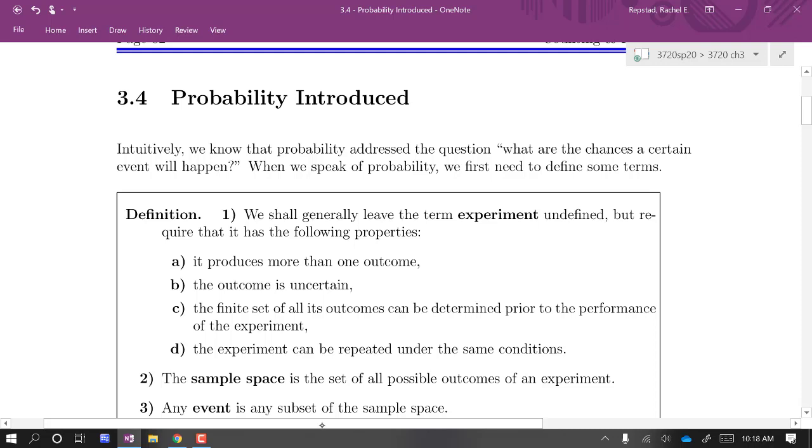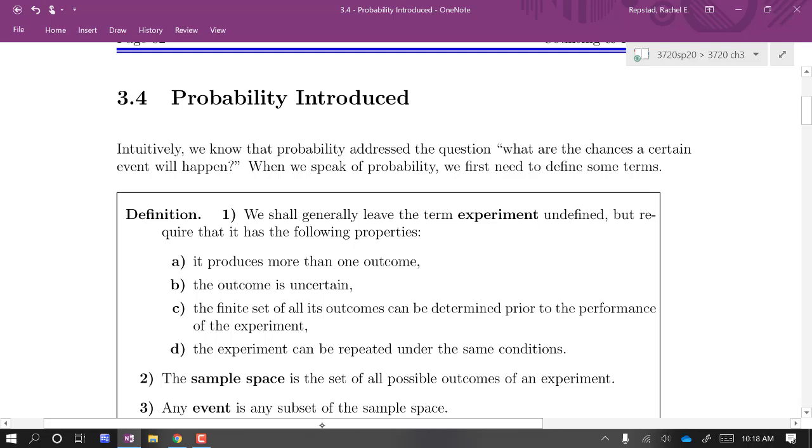All right, in this section we're going to introduce a little bit of probability. And generally, probability is an area of mathematics that tries to answer the question, what are the chances that a certain event will happen? So we're going to define some terms at first.